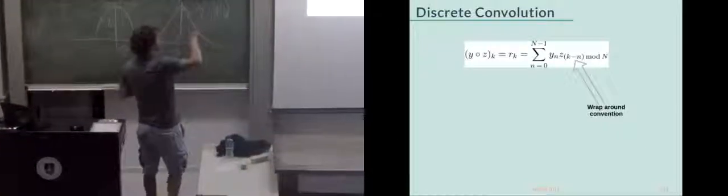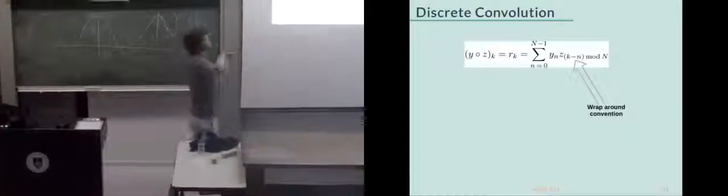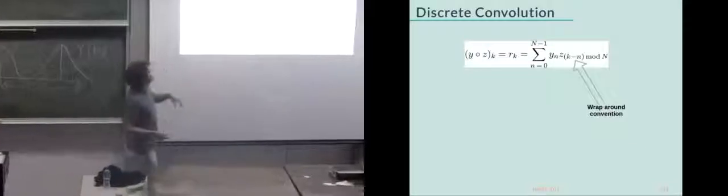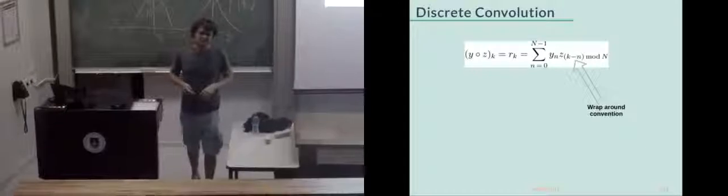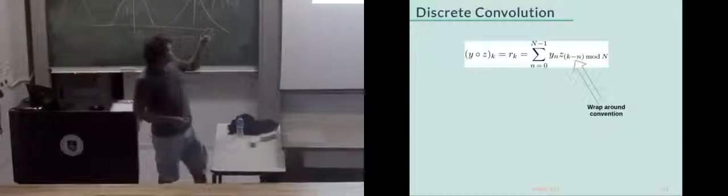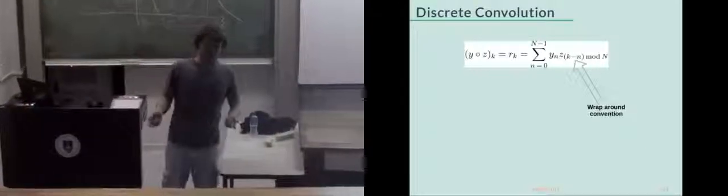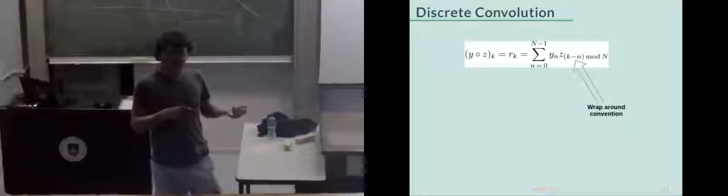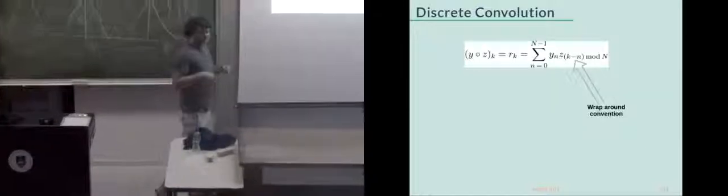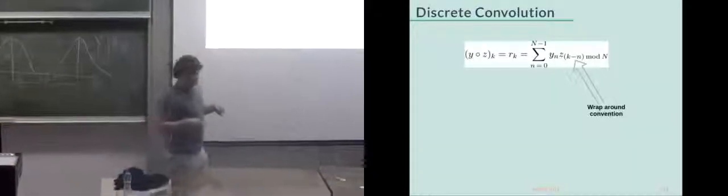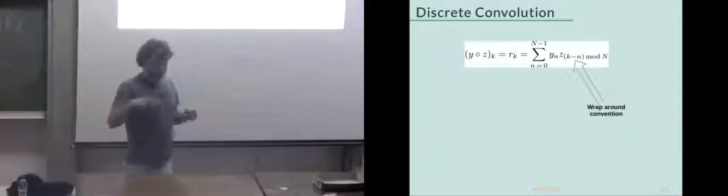You have to stop me really if you're not following. So let's say I'm on the 8th term, and I'm computing for k equal to 6. Z minus k is minus 2. So now I want to take the minus 2th element of z, but that doesn't exist. So this convention is just wrapping it around. So what is minus 2 mod n? It's going to be n minus 2.